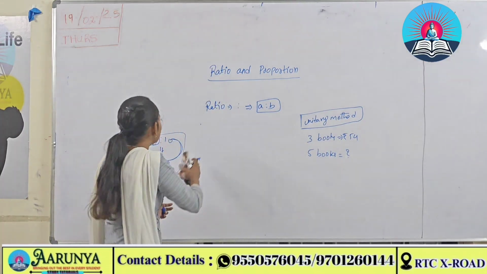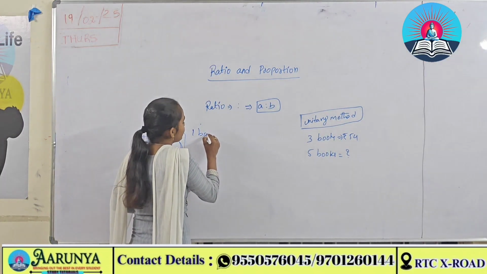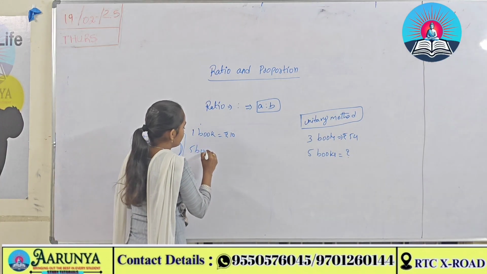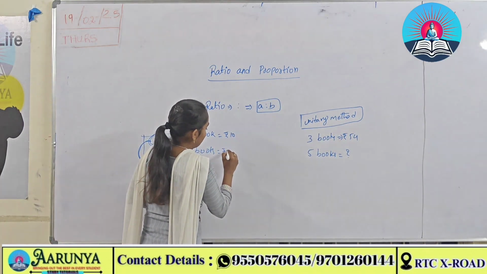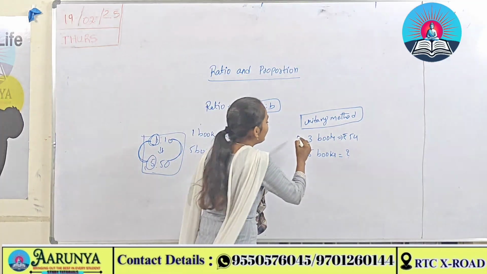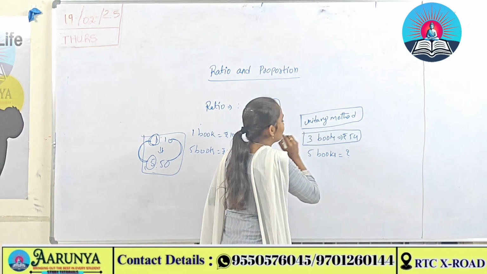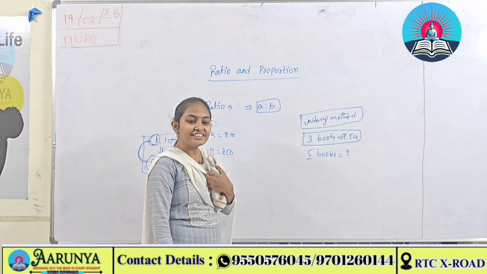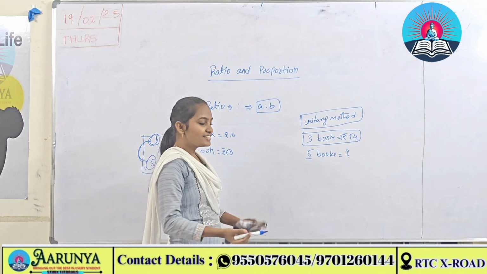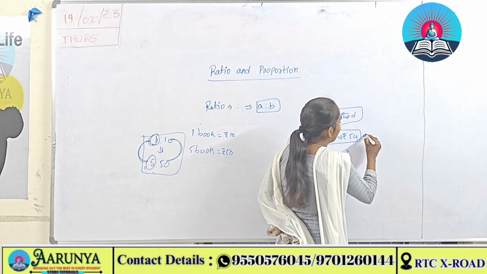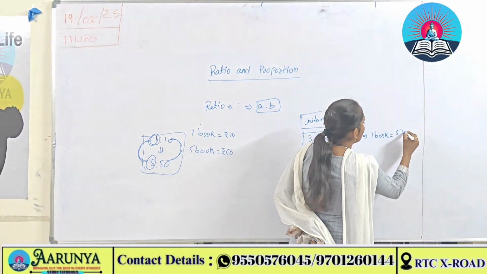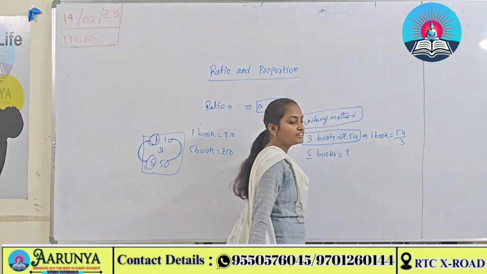See, here, if one book costs 10 rupees, then 5 books cost 50 rupees. So if you first get the cost of one book, then it is easy to find the cost of 5 books. From 3 books we have to find the cost of one book. So one book costs how much? 54 divided by 3.